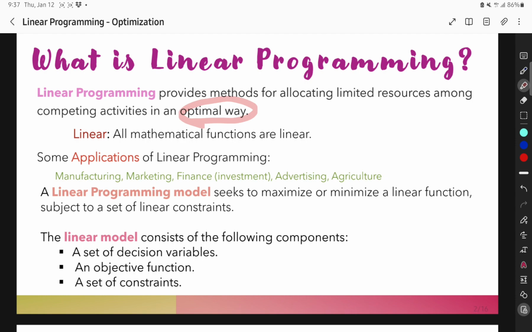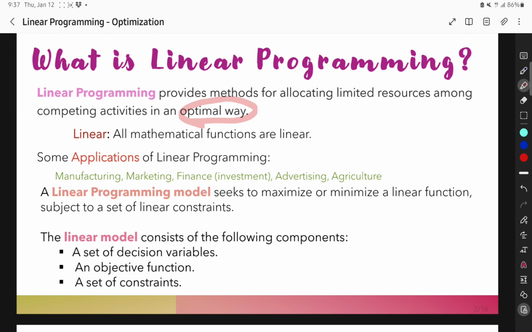Some applications of linear programming: we have manufacturing, like how many products you are going to make; marketing, where you are going to market, or any method that would help you. We also have finance, where you're going to invest your money, and also advertising and agriculture.